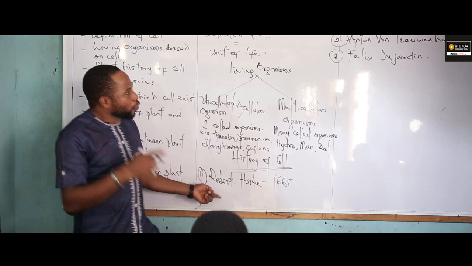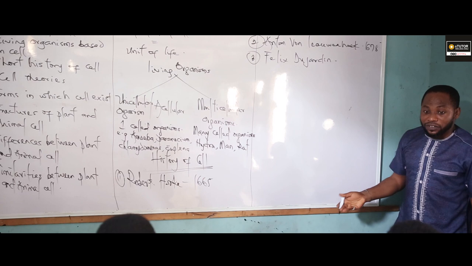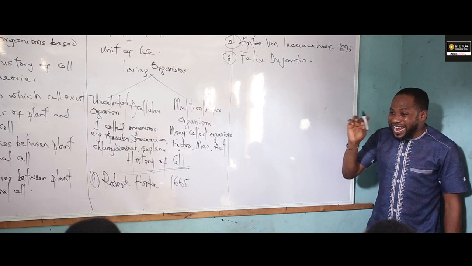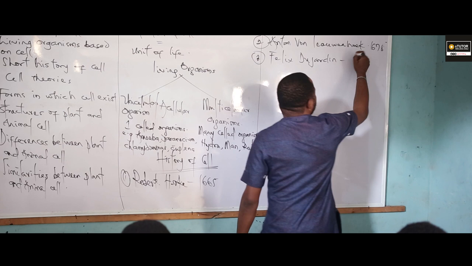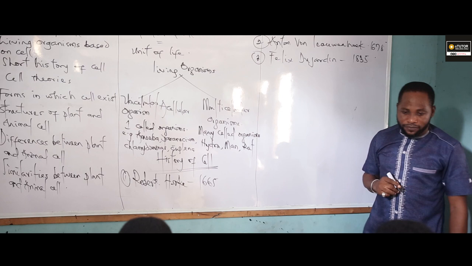So after so many years, this man viewed the same cell, a living cell. He discovered that they are made up of a living material, and he called that living material protoplasm, in the year 1835. Are you getting me now?